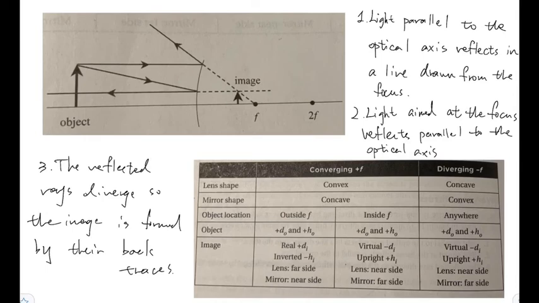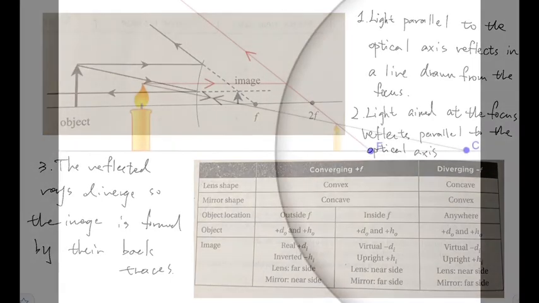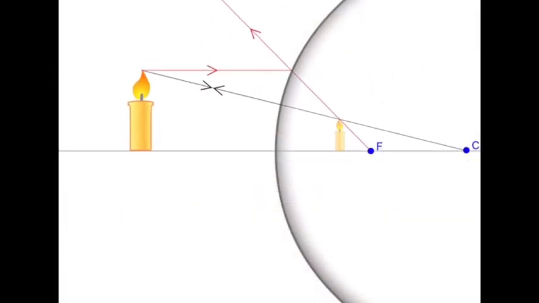The main difference is that this virtual image is on the far side of the mirror, and the table lists the characteristics of a divergent mirror. And if you see convex mirrors, it means it always forms a small, upright, and virtual image. And here is the simulation.